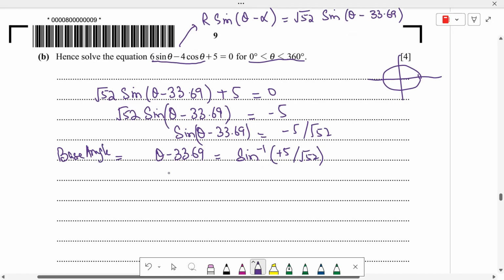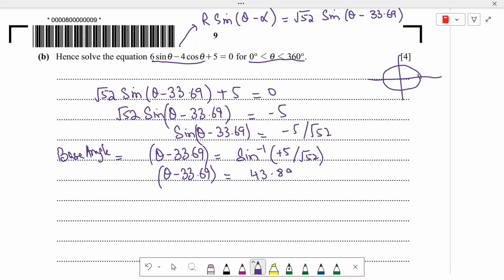So theta minus 33.69 is equal to the sine inverse of 5 over under root 52, which is 43.8978. Okay, this one is a negative value. So sine is negative in the fourth quadrant and third quadrant. So we need to find the angle in the third and fourth quadrant.